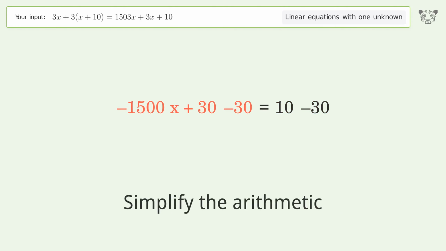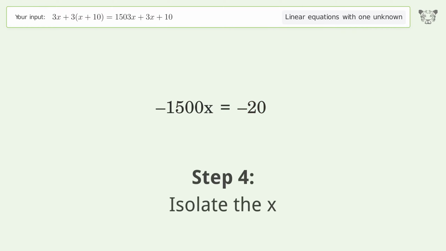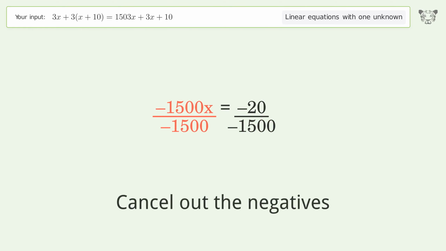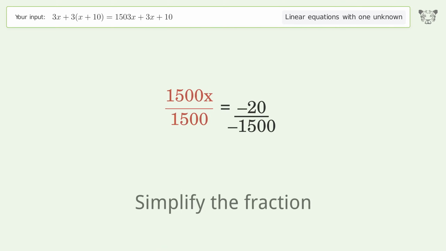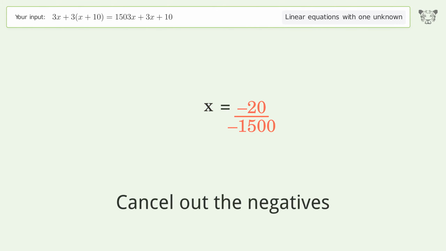Simplify the arithmetic. Isolate the x. Divide both sides by -1500. Cancel out the negatives. Simplify the fraction. Cancel out the negatives.